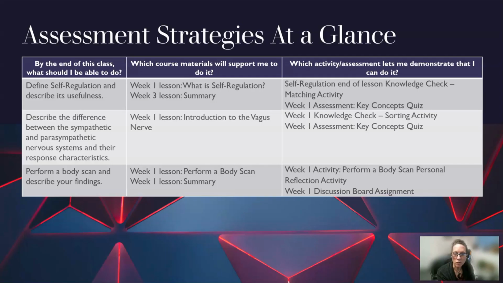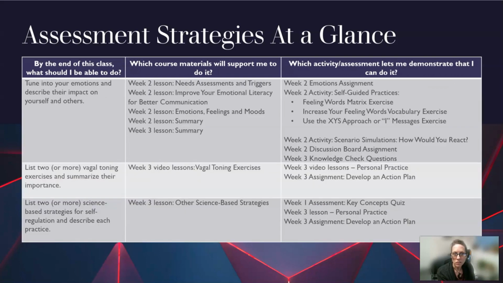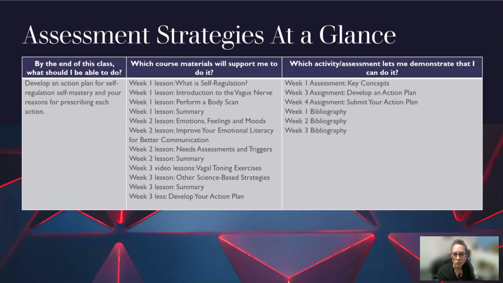Here is another view of the matrix that we created for learners so they could see how each one of the learning objectives was in alignment with the lessons and the assessments. For a longer look, please feel free to pause the video. This is objectives 1 through 3. This is objectives 4 through 7. Objective 8 is in alignment with all of the content, activities, and assessments.